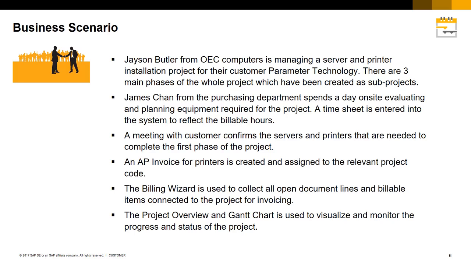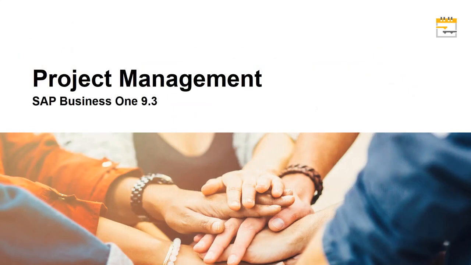A meeting with the customer confirms the servers and printers that are needed to complete the first phase of the project. An AP invoice for printers is created and assigned to the relevant project code. The billing wizard is then used to collect all open document lines and billable items connected to the project for invoicing. The project overview and Gantt chart is then used to visualize and monitor the progress and status of the project. So let's have a look at this business scenario in SAP Business One Release 9.3.